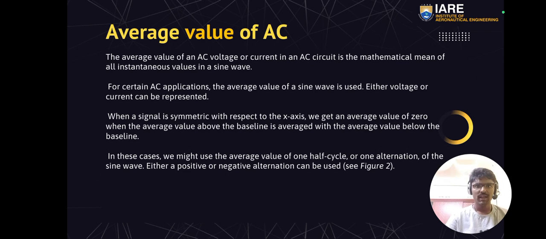So, the average value of AC. The average value of an alternating current voltage or current in an alternating circuit is mathematically the mean of all instantaneous values in a sine wave. For certain alternating current applications, the average value of a sine wave, either voltage or current, can be represented. When a sine signal is symmetric with respect to the x-axis, we get an average value of zero when the average value above the baseline is averaged with the average value below the baseline. In these cases, we might use the average value of one half cycle or one alternation of the sine wave. Either a positive or negative half alternation can be used.